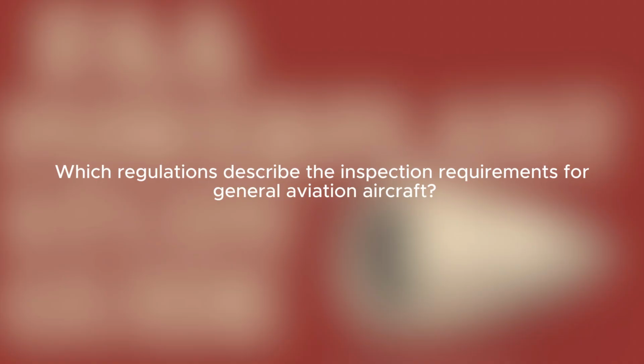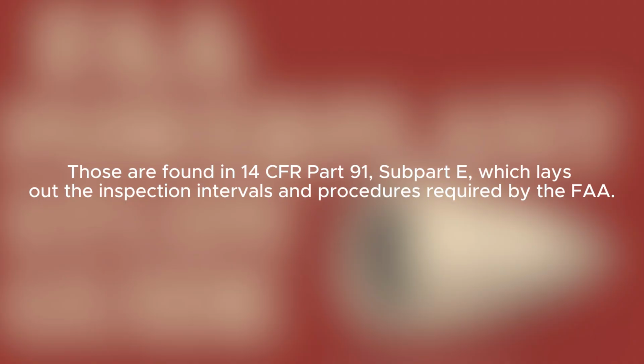Which regulations describe the inspection requirements for general aviation aircraft? Those are found in 14 CFR Part 91, Subpart E, which lays out the inspection intervals and procedures required by the FAA.